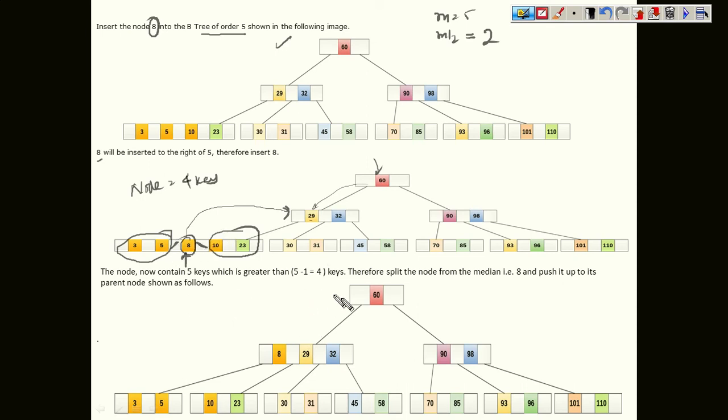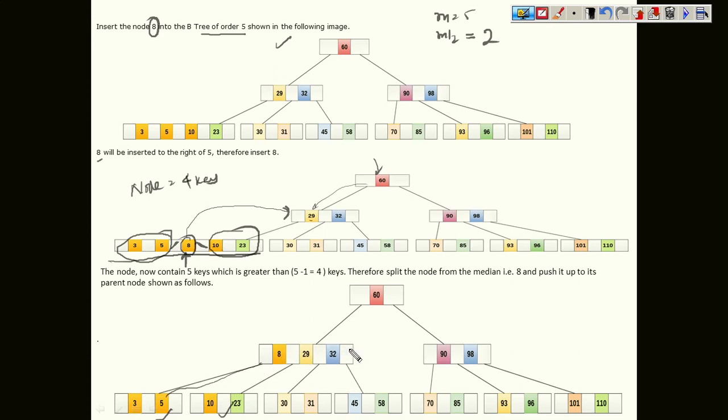So you can see here, 8 is going to be now here. This is actually the one node. It is split into two parts. This is one part and second part, and you can see here that 8 is moved up and this becomes the left child and this becomes the right child, and now it also maintains the B tree properties.